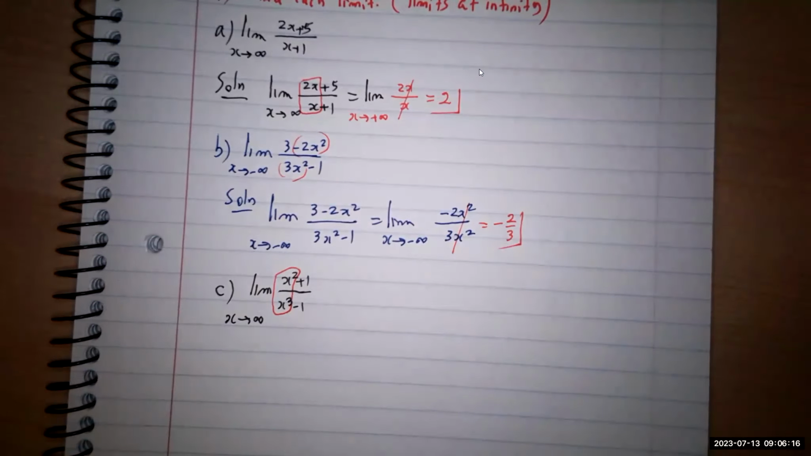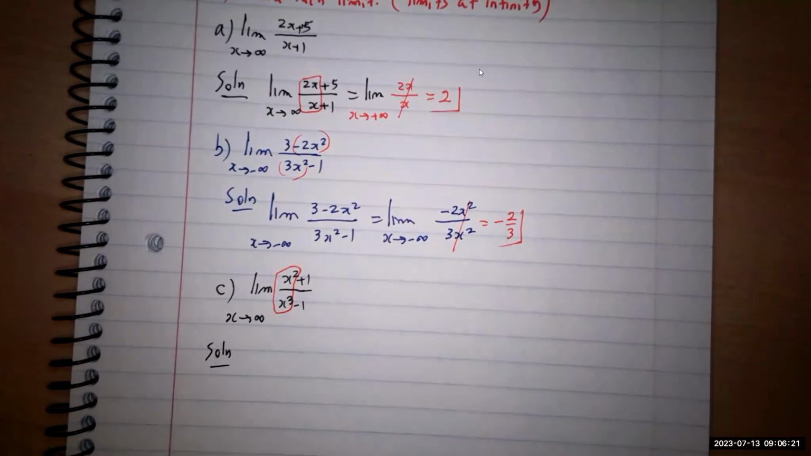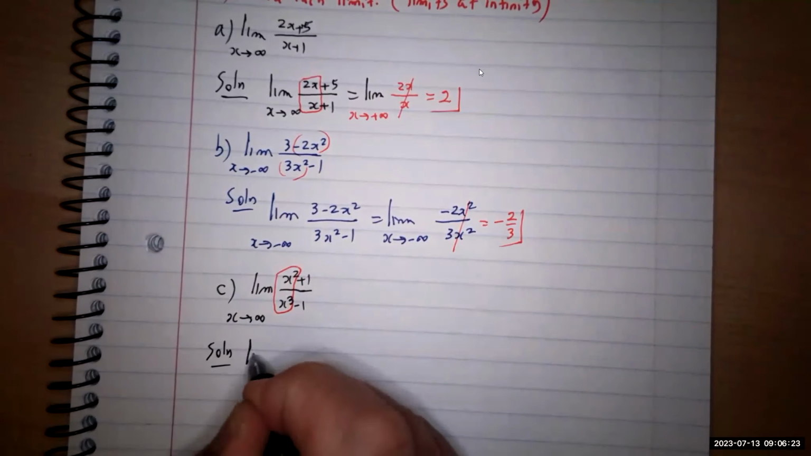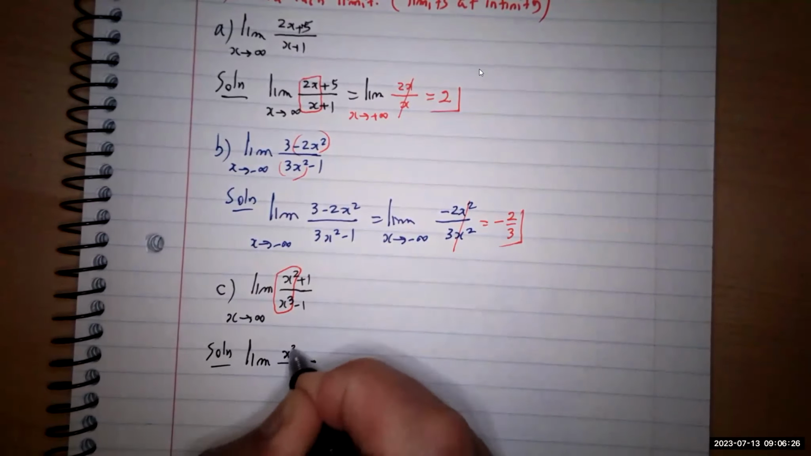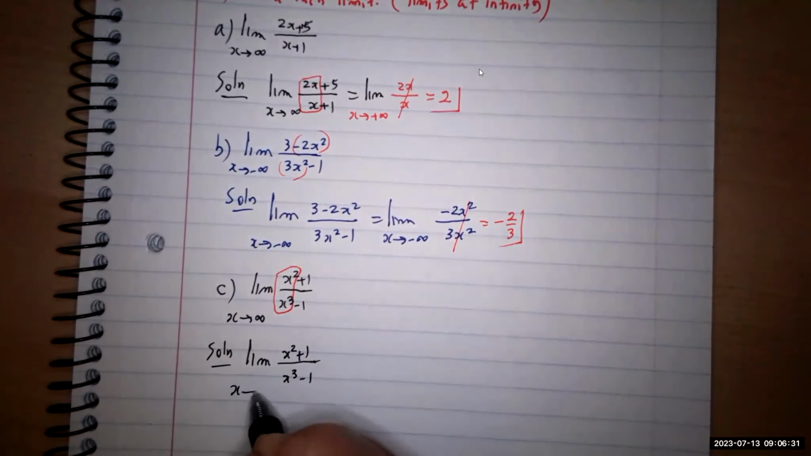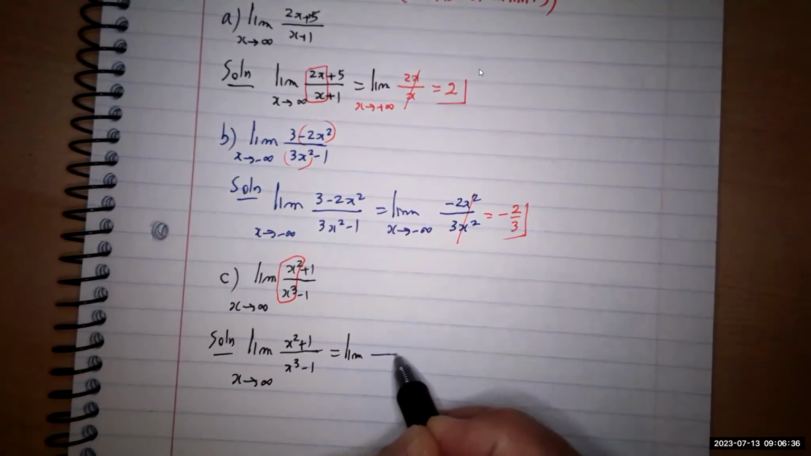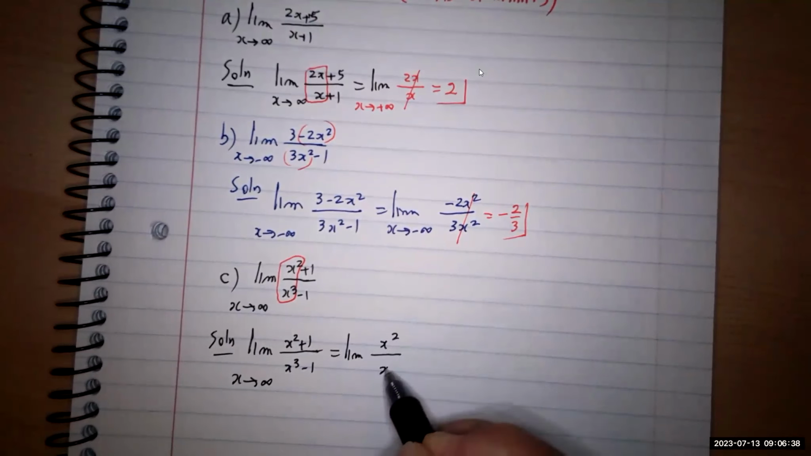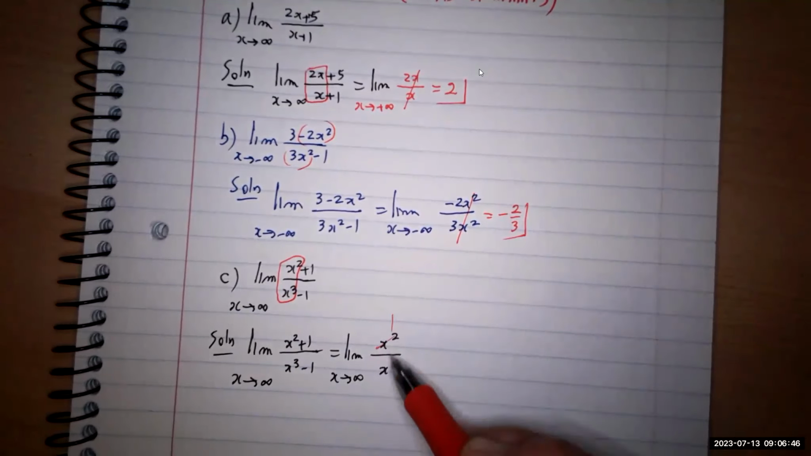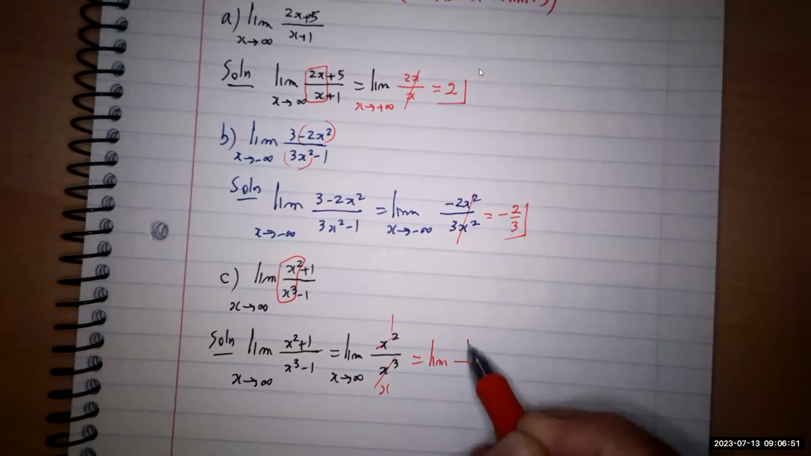So the solution is going to be, we go with the leading term. Again, we rewrite it. The limit of (x squared plus 1) over (x cubed minus 1), x goes to infinity, is the same as the limit of the leading terms, x squared on the top, x cubed on the bottom, x goes to infinity. You simplify it first, you see, there's going to be an x squared, it gives you 1, that gives you x. So it's going to be the limit of 1 over x.